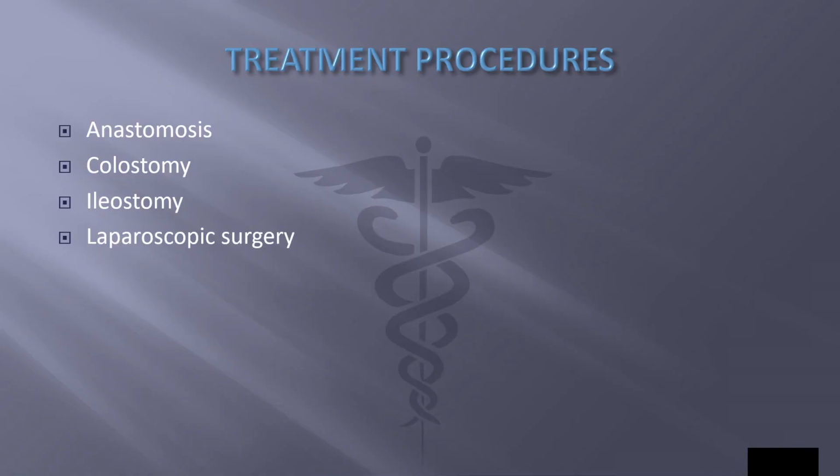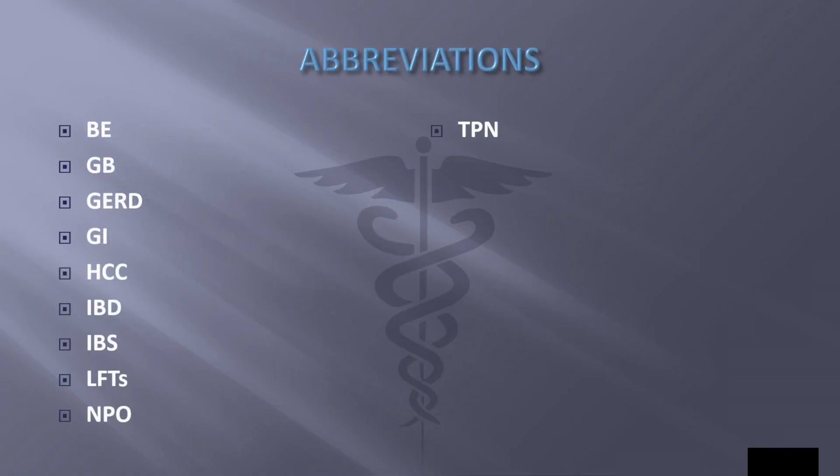And then laparoscopic surgery, removal of organs or tissues via a laparoscope, an instrument inserted into the abdomen through a small incision. Examples are laparoscopic cholecystectomy and laparoscopic appendectomy, which are types of minimally invasive surgery or keyhole surgery. Next are abbreviations for the digestive system. BE is barium enema. Barium, a contrast agent, is introduced through the rectum and X-ray pictures of the colon are taken.